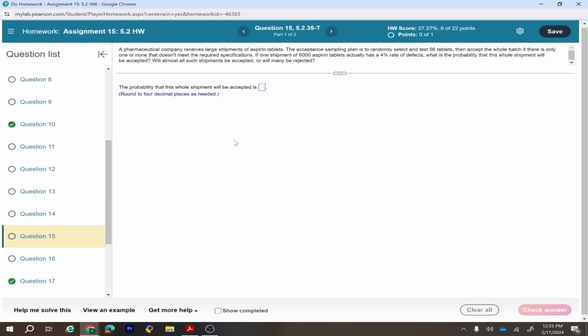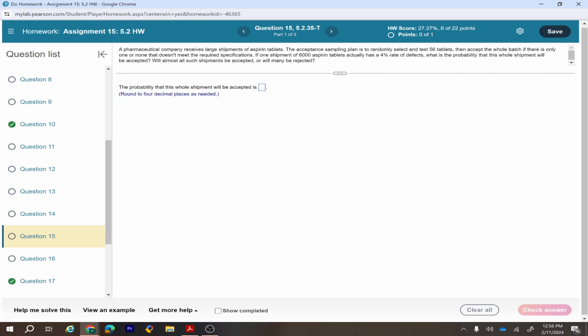I'm going to do one more question here. A pharmaceutical company receives large shipments of aspirin tablets. The acceptance sampling plan is to randomly select and test 56 tablets, then accept the whole batch if there is only one or none that does not meet the required specification. So for each shipment, they randomly select 56 tablets, and if 0 or at most 1 tablet does not satisfy the specification, then they accept the shipment; otherwise they reject it.